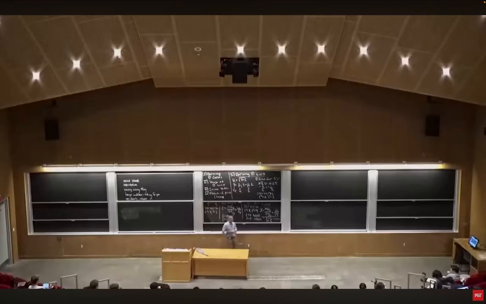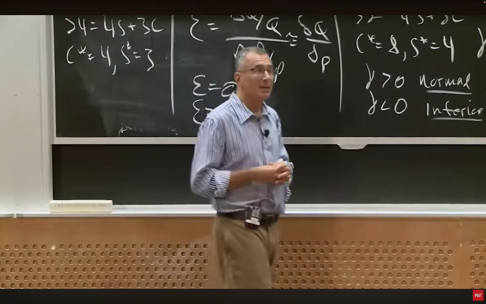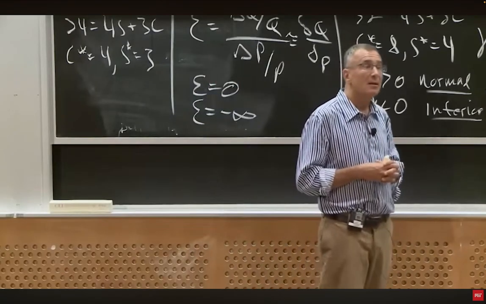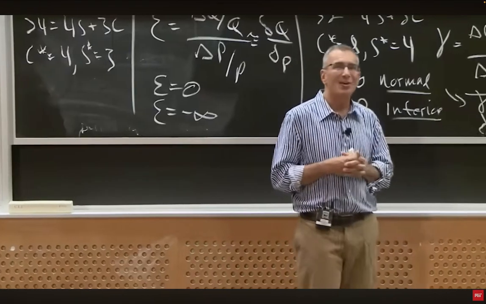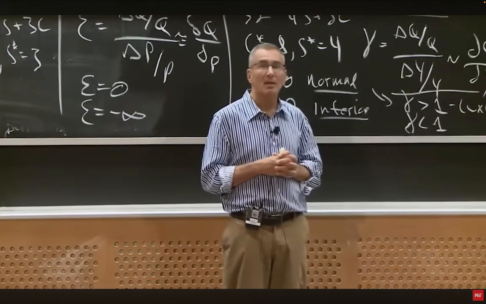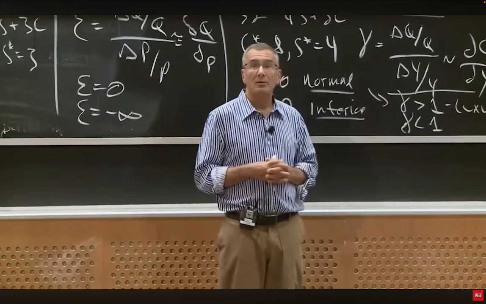What about gamma less than 1? What do we call that? Anyone got any ideas? Gamma less than 1. No, Giffen good is, well, that we'll come back to that. You're one step ahead. Gamma less than 1. Simpler than that. So if these are luxuries, what are these? Necessities.